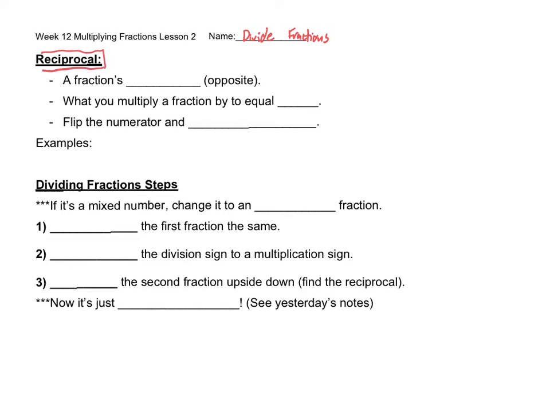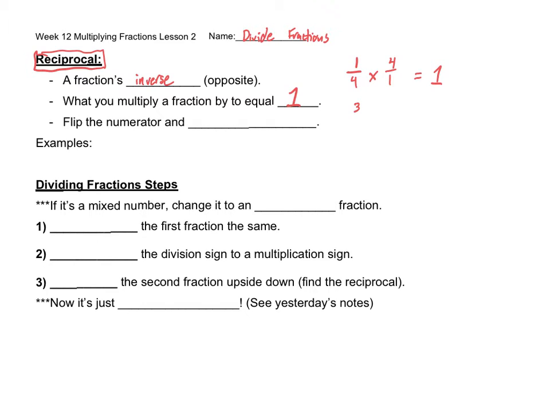Please pronounce it correctly. Reciprocal. You might have heard of a reciprocal or reciprocating saw. What reciprocal means is it's a fraction's inverse, and we know the word inverse means opposite. So it's what you multiply a fraction by to equal the number 1. So the reciprocal of 1/4 is what I would multiply by 1/4 to equal 1. It's 1/4 times 4.